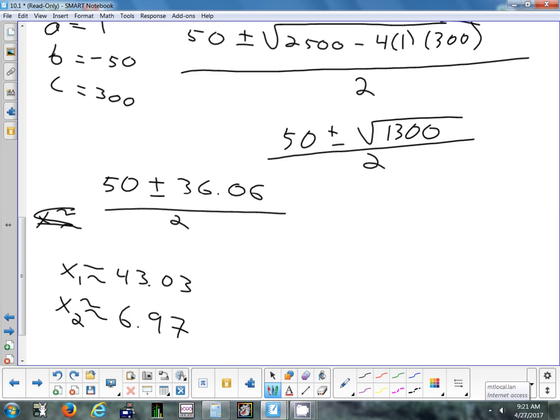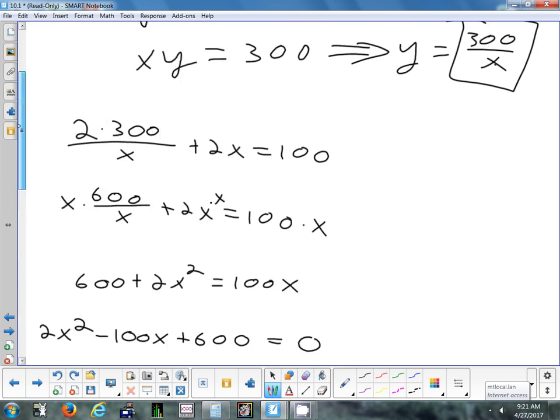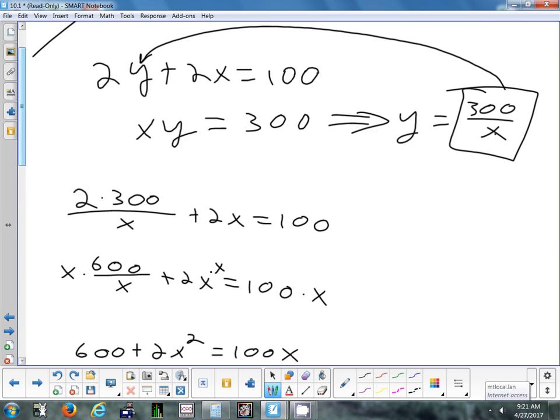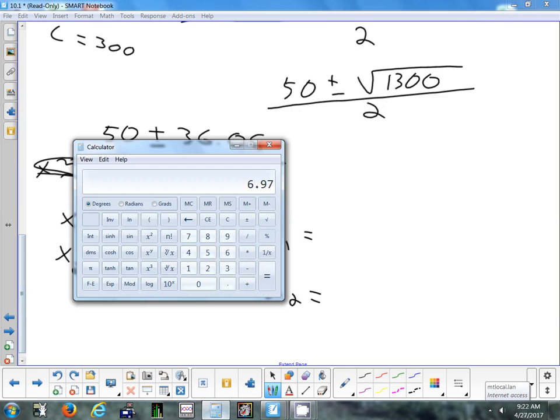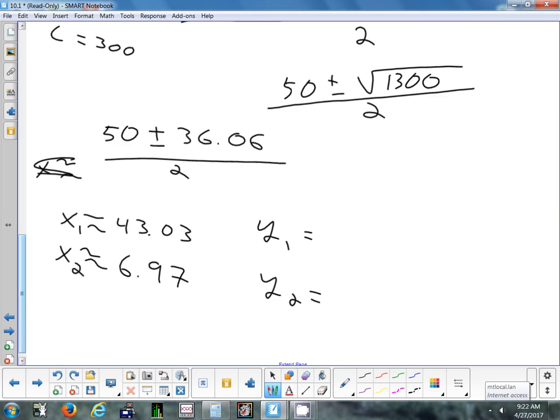Okay, so we get 2 answers for x, which means we're going to have how many answers for y? 2. y1, y2. How do you find y if you know x? Yep. What's the formula to find y directly? y equals 300 divided by x. Yeah, use the formula we created. Take 300 and divide by x. So let's take 300 divided by 43.03. And watch what happens. 6.97.